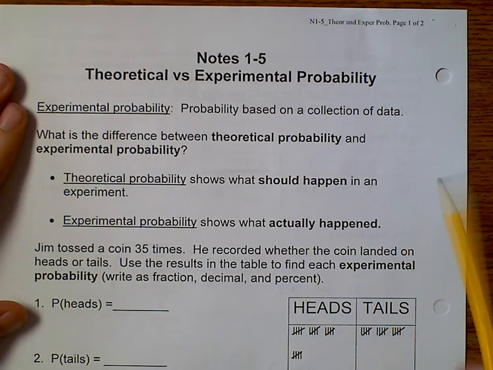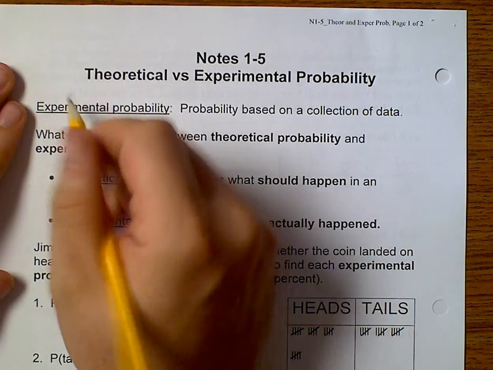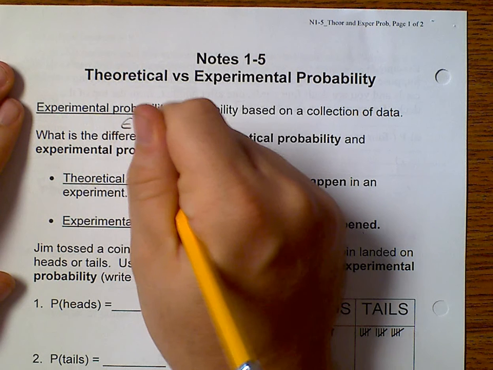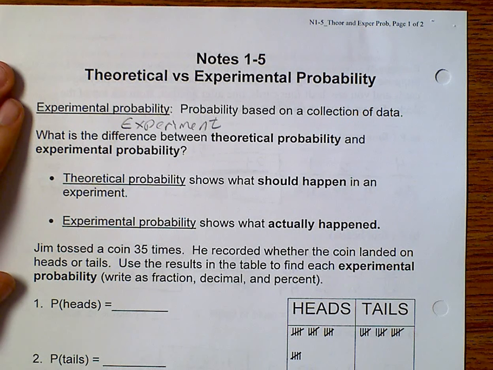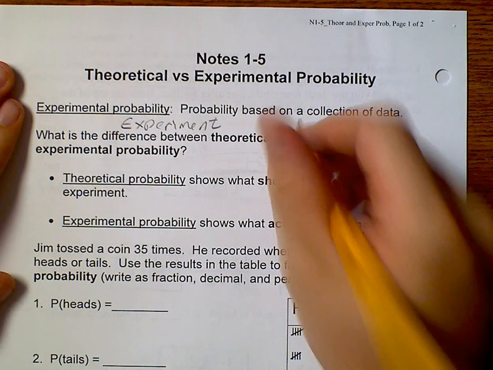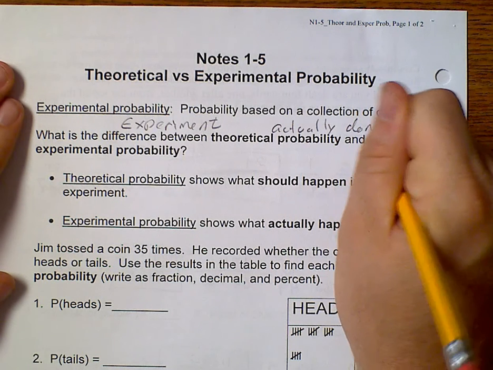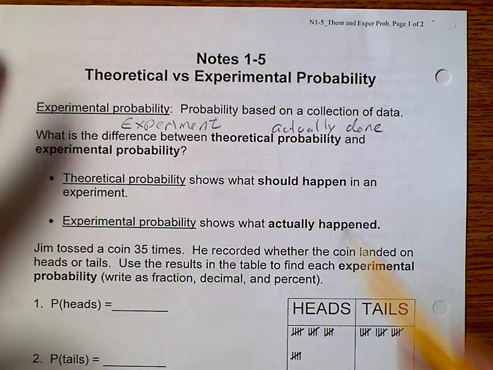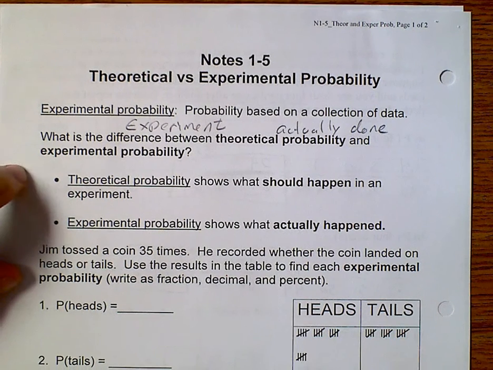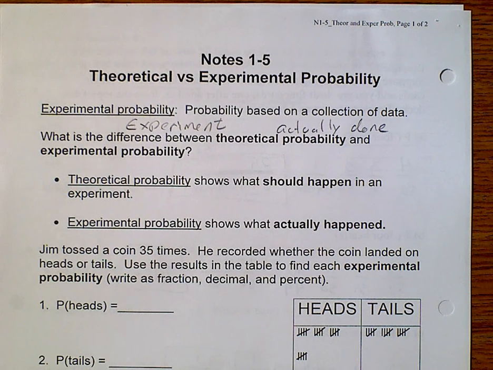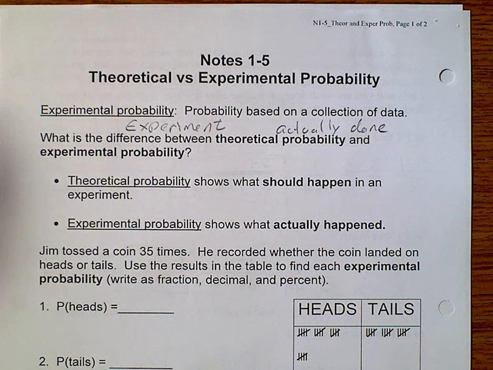Experimental probability is probability based on collection of data. The key word is experiment. We have to actually do something. Theoretical shows what should happen in an experiment. This is the probability that we've been dealing with so far. Experimental shows what actually happened. So let's take a look.